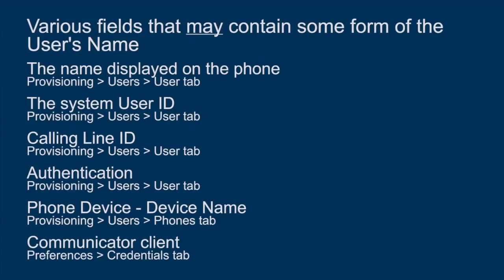So with that said, consider this tutorial a lesson in locating and understanding the various fields that use the user's name. Most obvious is the name displayed on the phone. There is a system user ID. There is a calling line ID. There is an authentication section. Depending on the format that your organization uses, the phone device ID may include the user's name. And if communicator is used, there are additional fields under the Credentials tab that use the user's name. So let's take a look at each of these fields.